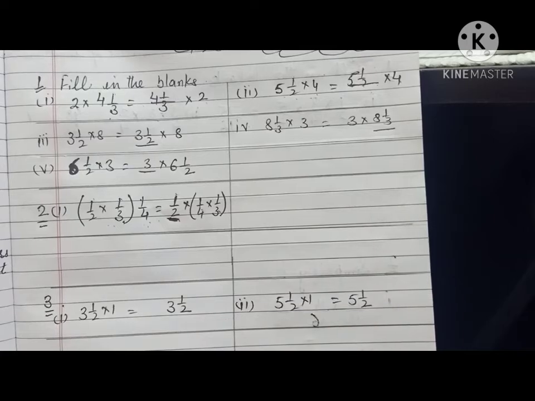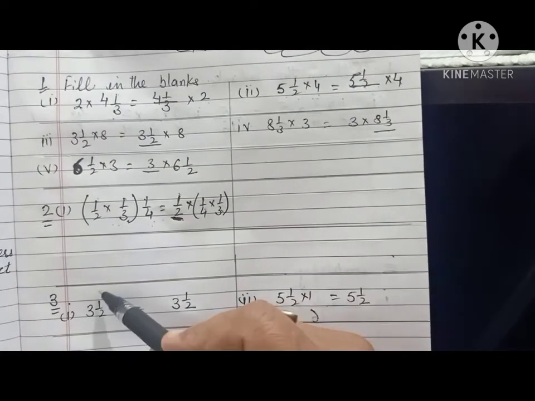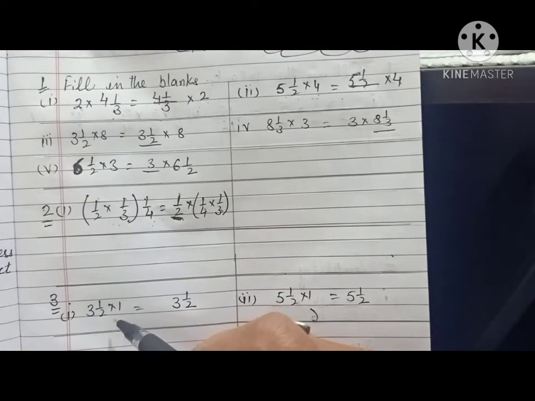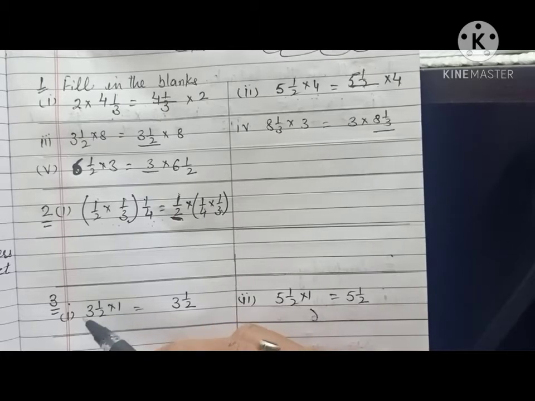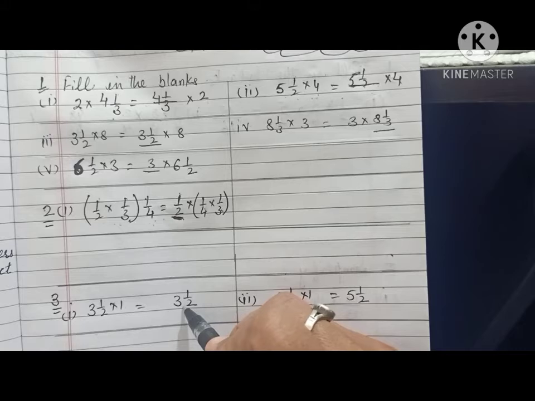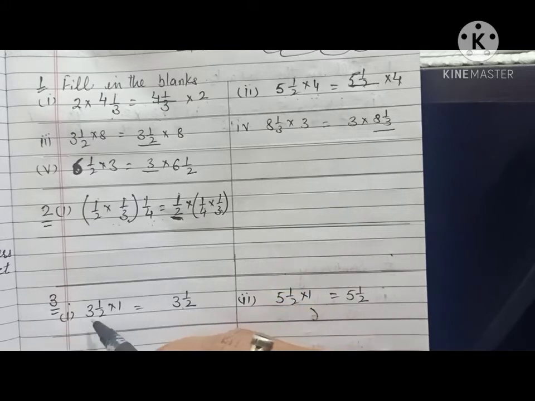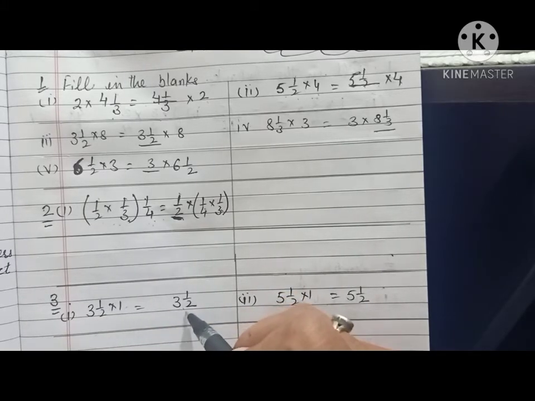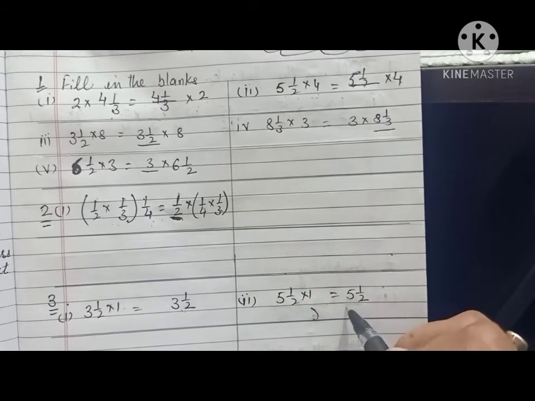Next, third part is 3 1 by 2 multiply by 1. If any number, any fraction is multiplied by 1, we will get the same number or same fraction. 3 1 by 2 multiply 1 is equal to the same number 3 1 by 2. Same in the second part of the question.